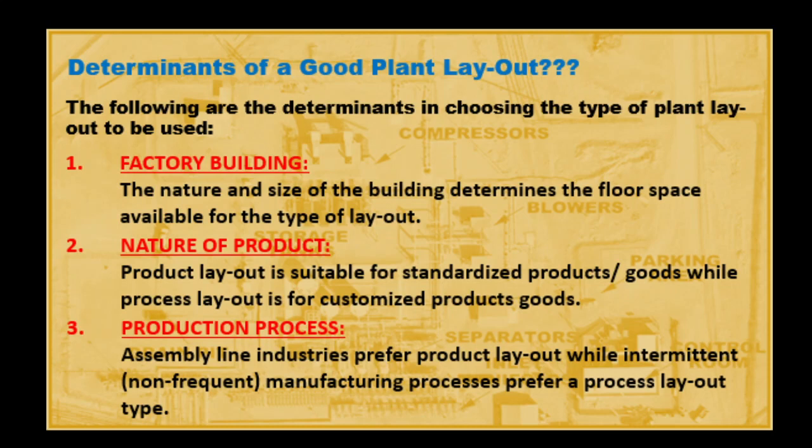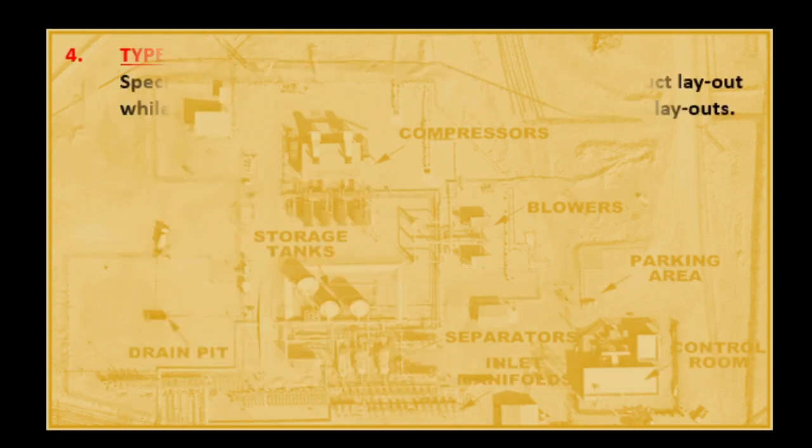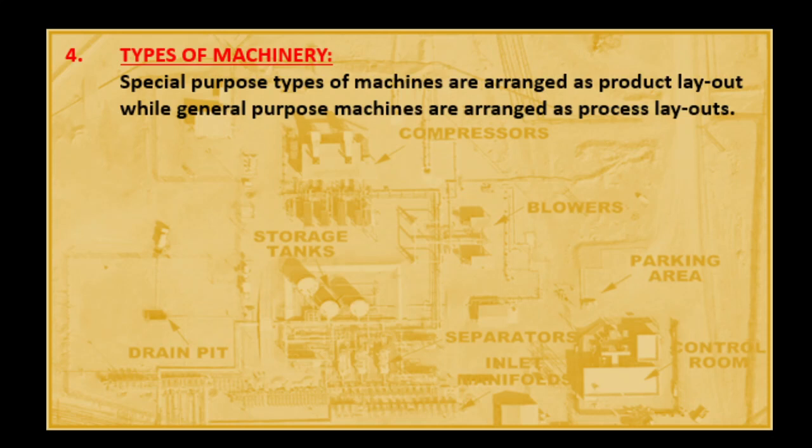Assembly line processes or industries prefer product layout while intermittent or non-frequent manufacturing processes prefer a process layout type. So, for determinant is yung tinutukoy nating type of machinery. So, special purpose types of machines are arranged as a product layout while general purpose machines are arranged as process layouts. So mas mahaba yung layout ng mga special purpose machines. So para yon sa product layout, tapos mas compacted or mas malapad yung tinutukoy nating process layouts involving the general purpose machines.